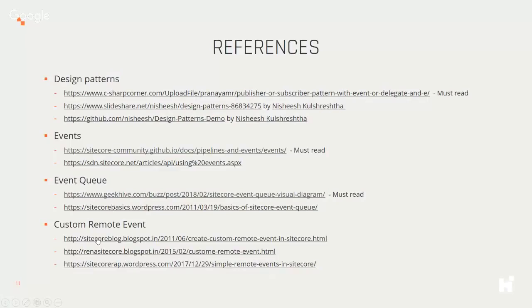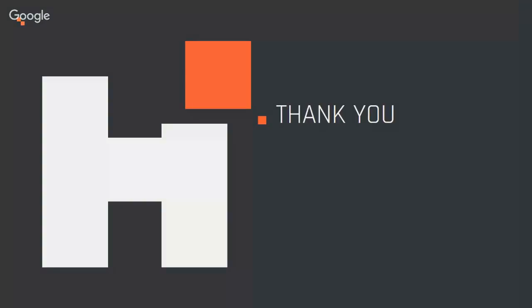And for custom remote events, these are some of the blogs where you can find your starting point. Although you will find a little bit of difficulty if you really want to set up remote events, I tried to simplify that: how you can create a local event, how you can create a remote event, how you add that to the queue, and how the initialization, which is the subscription part, should be done. That's how I have done that. And yeah, thank you. That's all about Sitecore events. Short and simple. If you have any questions.